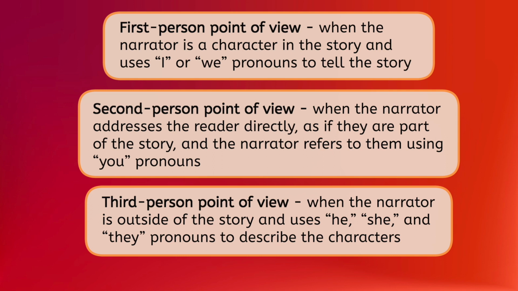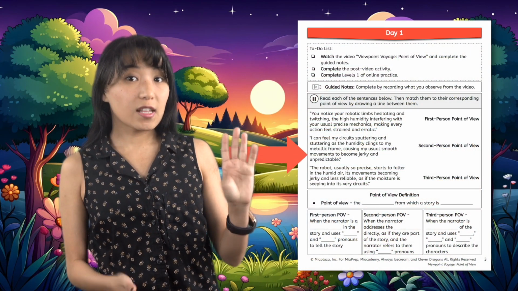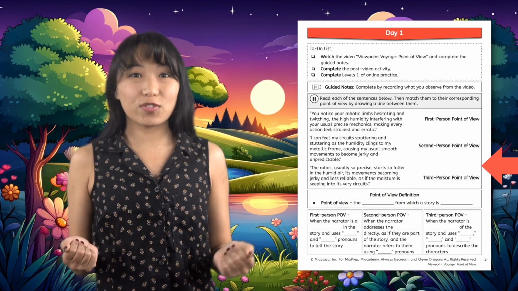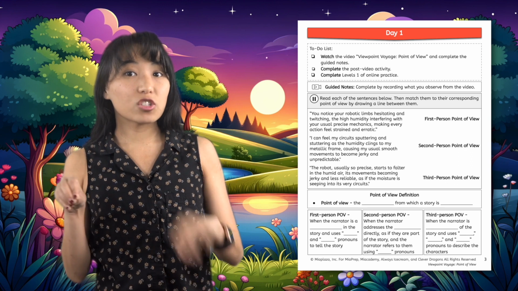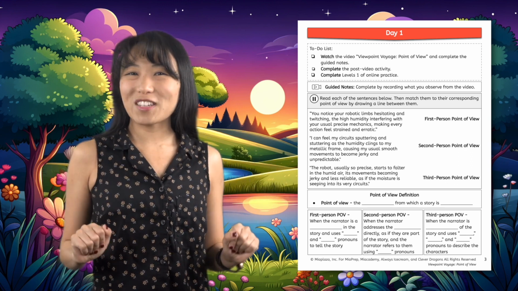to describe the characters. In your PDF, there are 3 sentences, each told from a different point of view. Based on what we just heard, pause here, match each sentence to its point of view, and resume when you're ready.